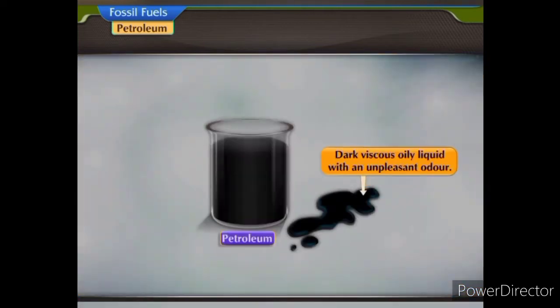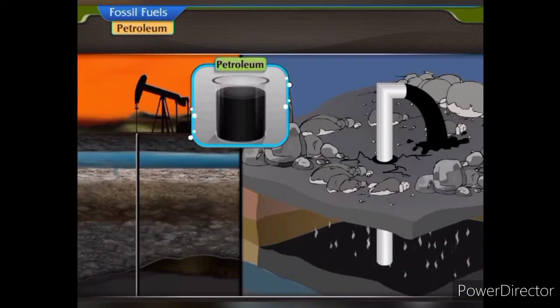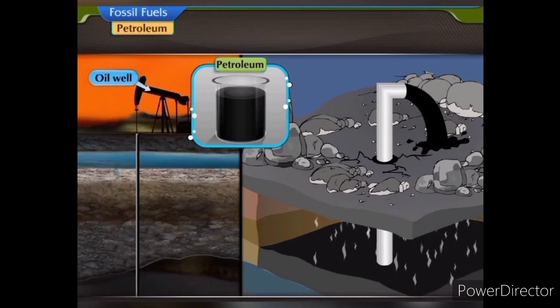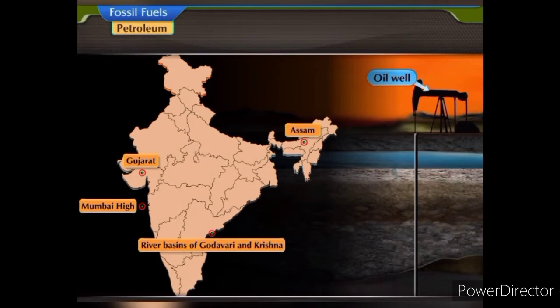Petroleum is a dark, viscous, oily liquid with an unpleasant odor. Petroleum is a mixture of many hydrocarbon compounds. It is obtained from oil wells deep in the bowels of the earth. In India, oil is found in Assam, Gujarat, Mumbai High, and in the river basins of Godavari and Krishna.